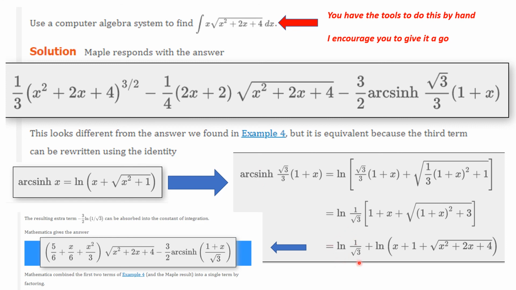Now, this ln 1 over the square root of 3, and some students will say, Jim, that's the ugliest damn number I've ever seen in my life, but it is a number. And there are no ugly numbers, just like there are no ugly babies. So this is a number, so this actually could be absorbed into the constant of integration if you were just finding a definite integral. Now, if you were to do this with Mathematica, Mathematica gives you a different answer, but it's not really different because they combined the first two terms and the Maple result together to get a single term after they factor.